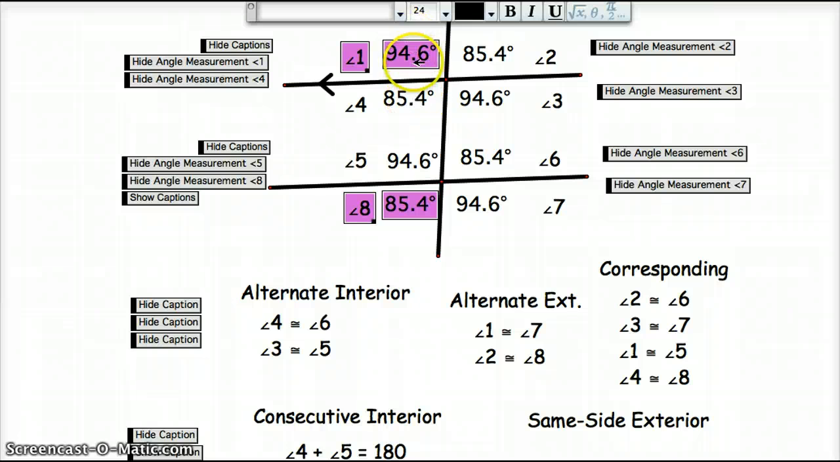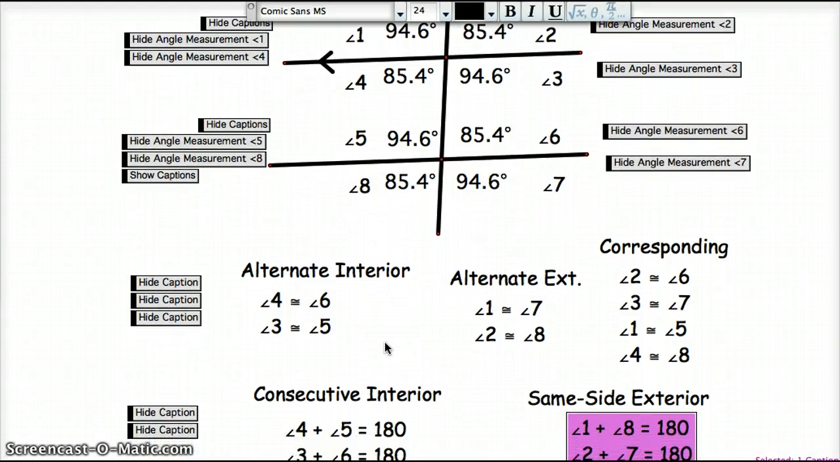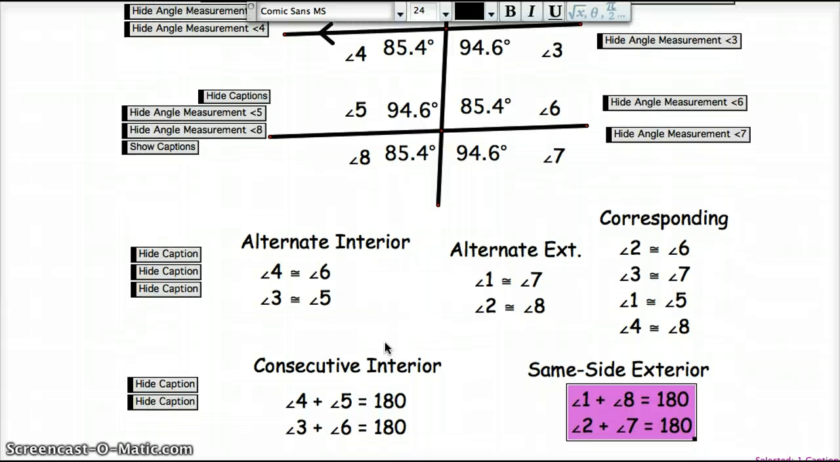If you look at those, you have angle 1 plus angle 8 is equal to 180 degrees too. 94.6 plus 85.4. Another same side pairing is 2 and 7. You add 85.4 plus 94.6, and you end up with 180 degrees. So same side exterior angles, the conjecture you can make there, are equal to 180 degrees.